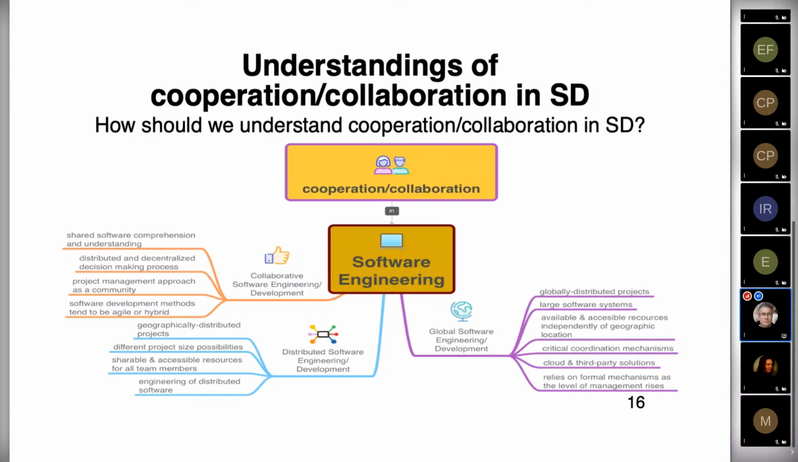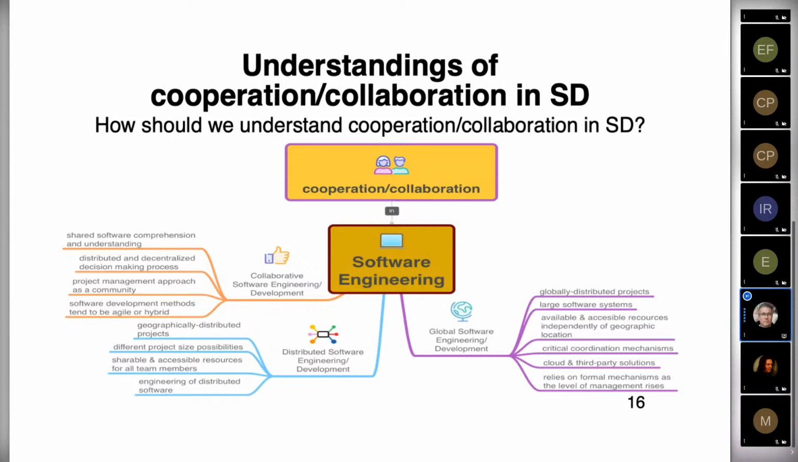And the last approach, the last understanding of cooperation and collaboration in software development, is known as global software engineering or global software development. You can find it this way in the literature. And this approach is the most current way we can realize what cooperation and collaboration in software development is. First of all, the projects are globally distributed. That's one of the main characteristics of this approach. The second one, as I told before, is large software systems. It is not a small software system. We have nowadays very large software systems.